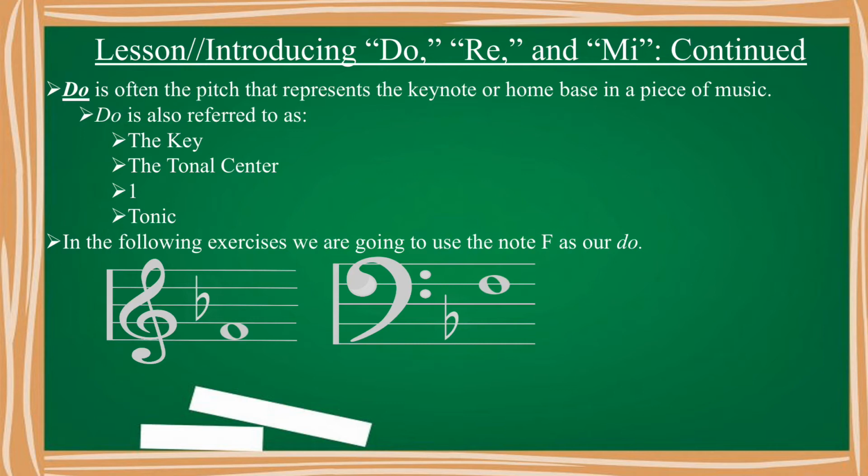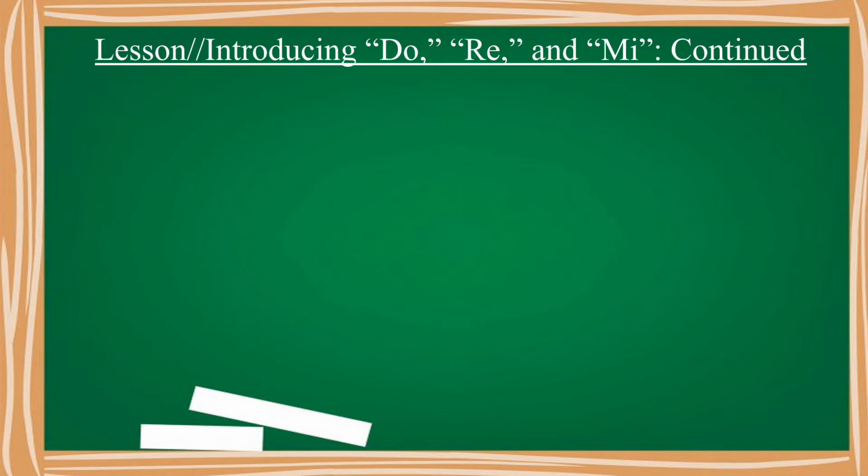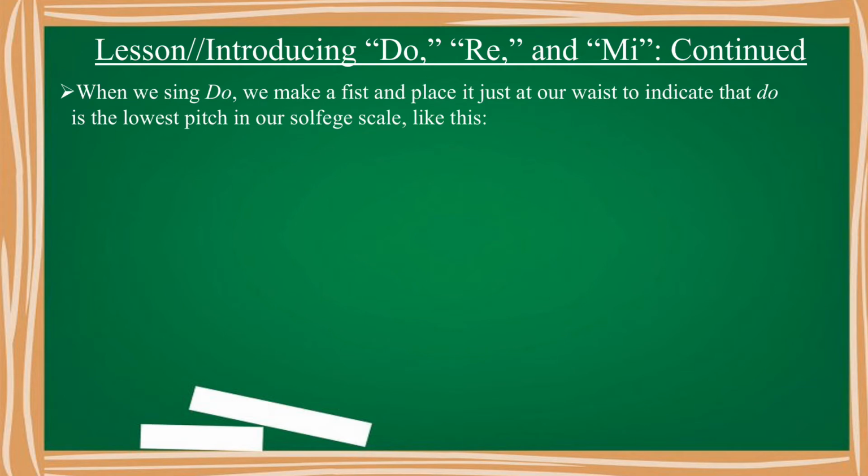That our do is F is because of these flats that you see right there and right there in what's called your key signature. Your key signature is your set of flats and sharps that tell you where your do is. Now when we sing do, we make a fist and we place it just at our waist to indicate that do is the lowest pitch in our solfege scale, like this.